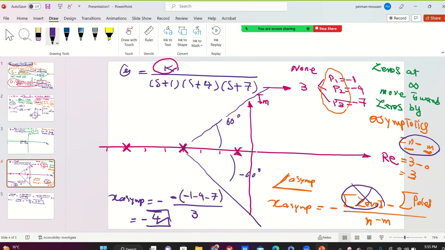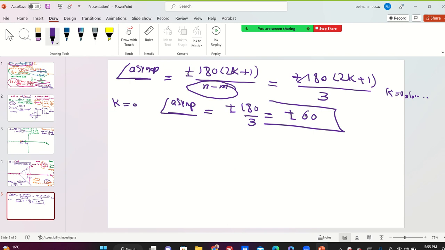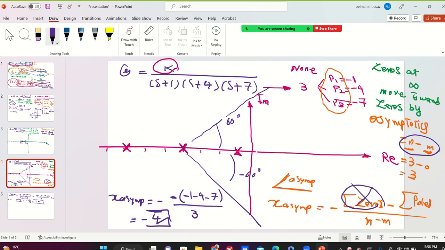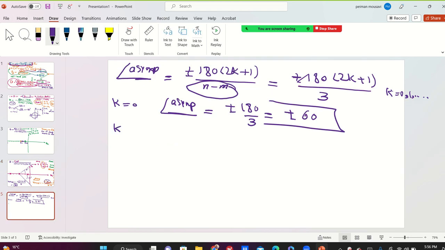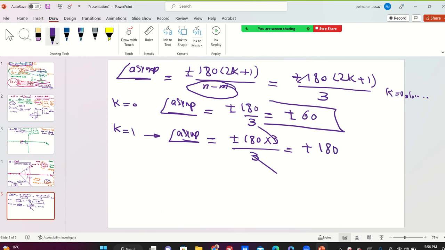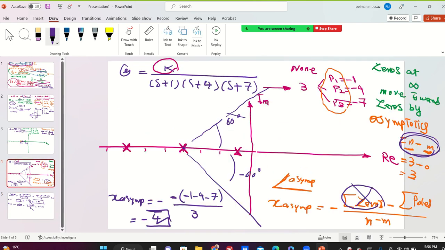So we need another asymptote because we have three asymptotes. See, the number of asymptotes is n minus m. We got two. So let us put k equals 1. If you put k equals 1, the angle of the asymptote is going to be plus minus 180 times 3 divided by 3. Here we go. It's going to be plus 180, or minus 180, it doesn't matter. So one of the asymptotes is going to be, let me change the color here, this is one of the asymptotes.